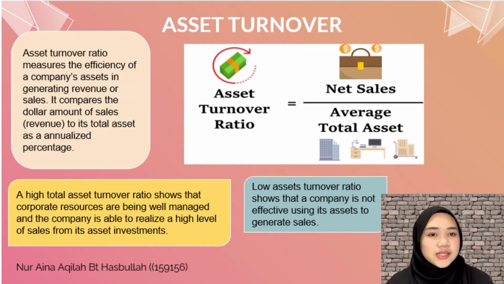A high total asset turnover ratio shows that corporate resources are being well managed and the company is able to realize a high level of sales from its asset investment. A low asset turnover ratio shows that a company is not effective in using its assets to generate sales.